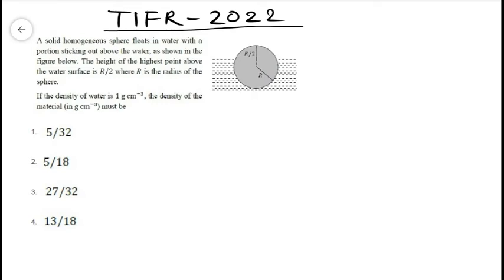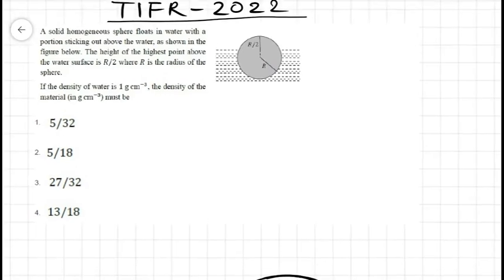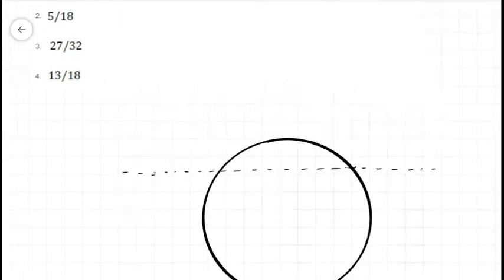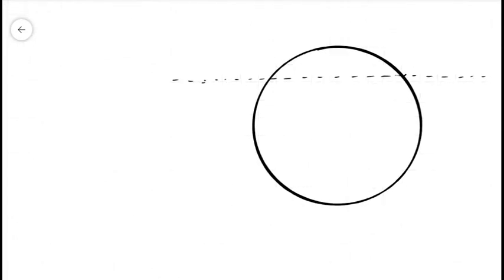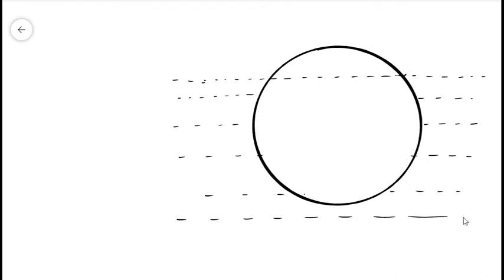So we will use the Archimedes principle. Archimedes principle says the buoyant force is equal to the weight of the liquid which is displaced by the material. So we need this much of the volume. To find this volume, we can use two approaches, either the solid angle approach or the integration approach. I will use the integration approach here.